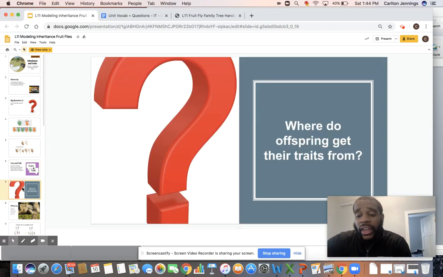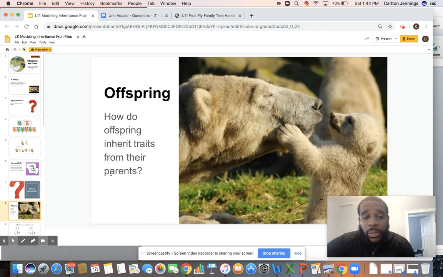Where do the offspring get their traits from? When I say go, everybody's going to say that answer. Get ready, go. Your parents. The offspring get their traits from their parents. So how do offspring inherit traits from their parents is what we're going to be talking about next. They inherit those things when your parents reproduce or have babies, then they pass along their DNA, or their different traits through their DNA, to make us who we are, or make the offspring who they are.